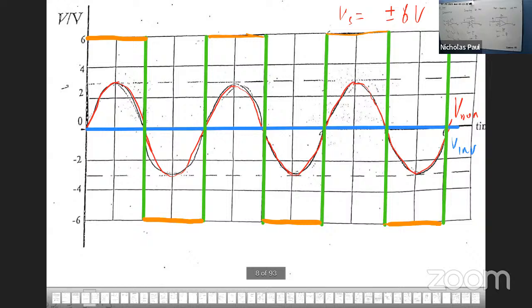Use the same scale, 1 centimeter is 2 volts. And on the scale, I want you to draw a DC supply of 2 volts, and an alternating voltage of 3 volts. But forget the frequency, right? Forget the frequency.